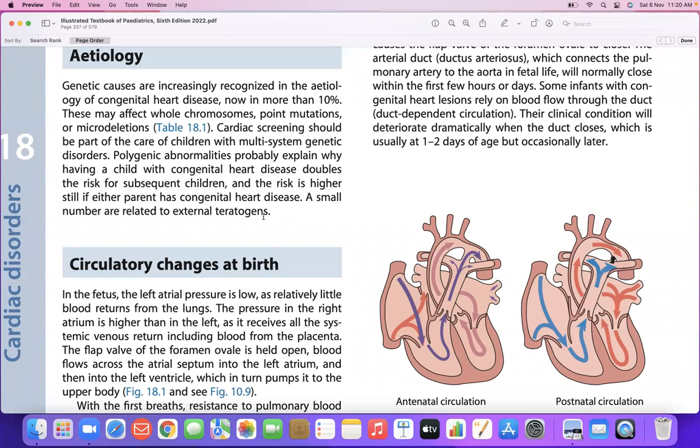And a small number is related to external teratogens, like maybe the consumption of alcohol during pregnancy or any drugs during pregnancy. Okay, these are the external teratogens.